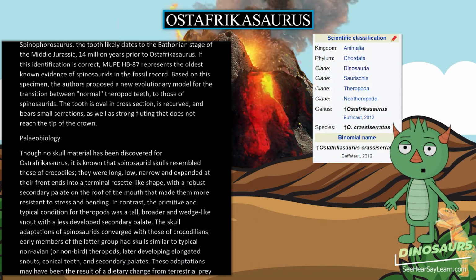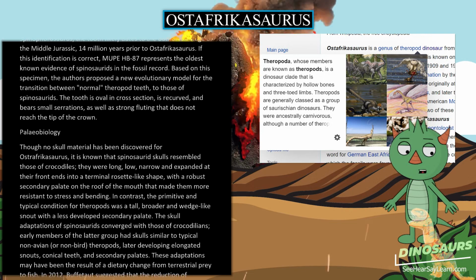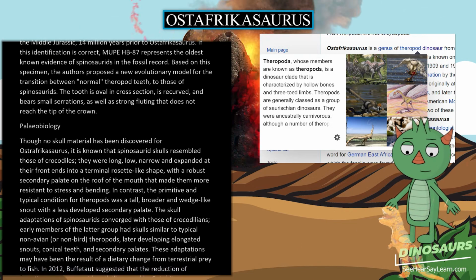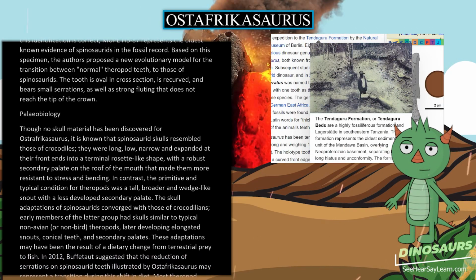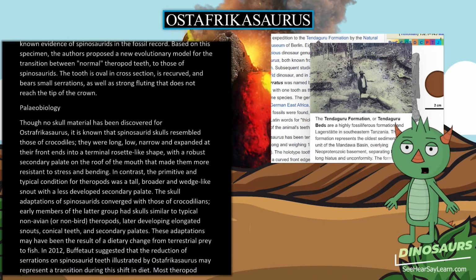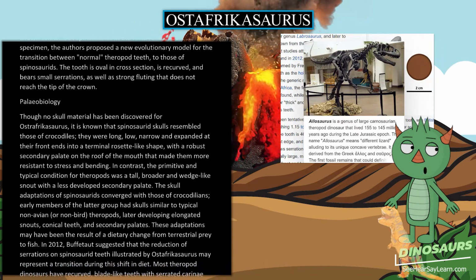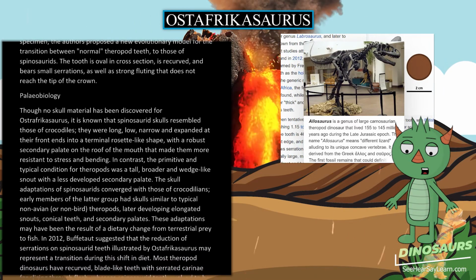with a robust secondary palate on the roof of the mouth that made them more resistant to stress and bending. In contrast, the primitive and typical condition for theropods was a tall, broader and wedge-like snout with a less developed secondary palate. The skull adaptations of spinosaurids converged with those of crocodilians.